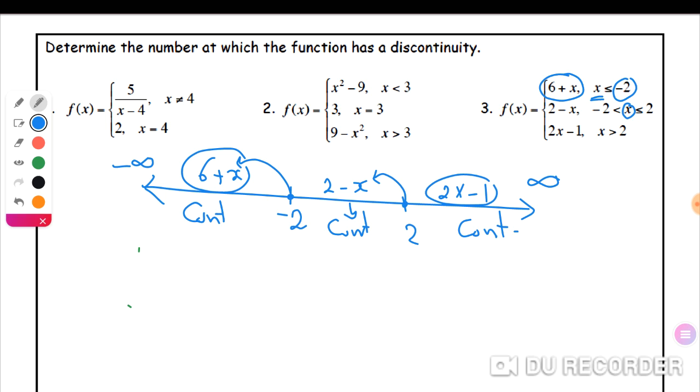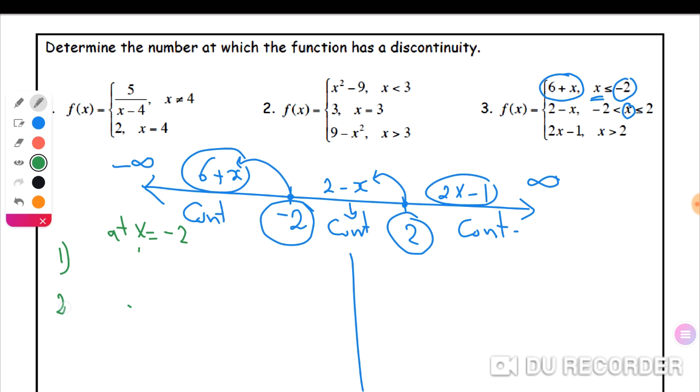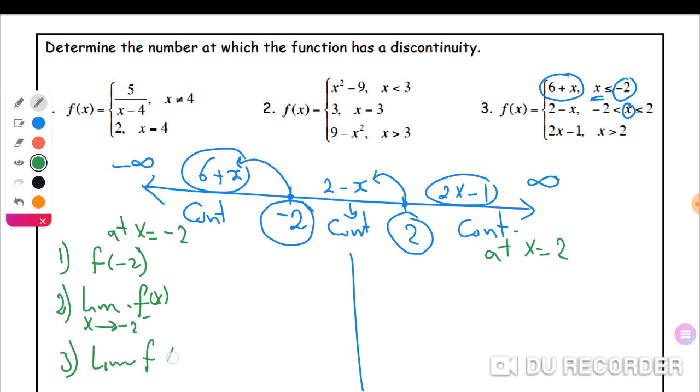So I have to discuss the continuity at -2 and at 2. By the same way I told you before, at x equal -2, how many steps? 3 steps, as I told you in my session. What are my steps? F of -2, find the value of the function. Limit f of x when x approaches -2 from left. Limit f of x when x approaches -2 from right.